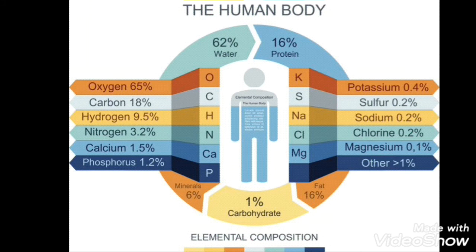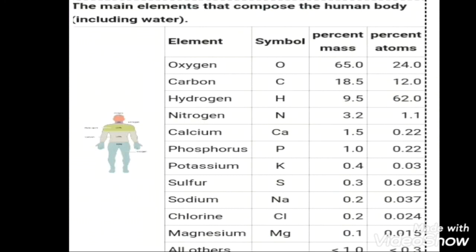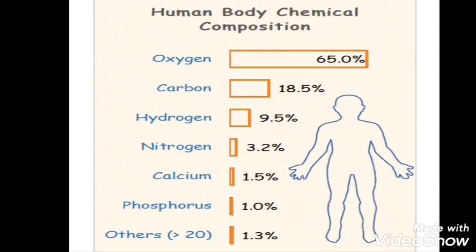The elemental composition of the human body shows 62%, the major portion, consists of 6 chemical elements. They are oxygen, carbon, hydrogen, nitrogen, calcium and phosphorus. 16%, the least portion, is occupied by another 5 elements. They are potassium, sulfur, sodium, chlorine and magnesium. So these 11 important elements make up the human body mass.